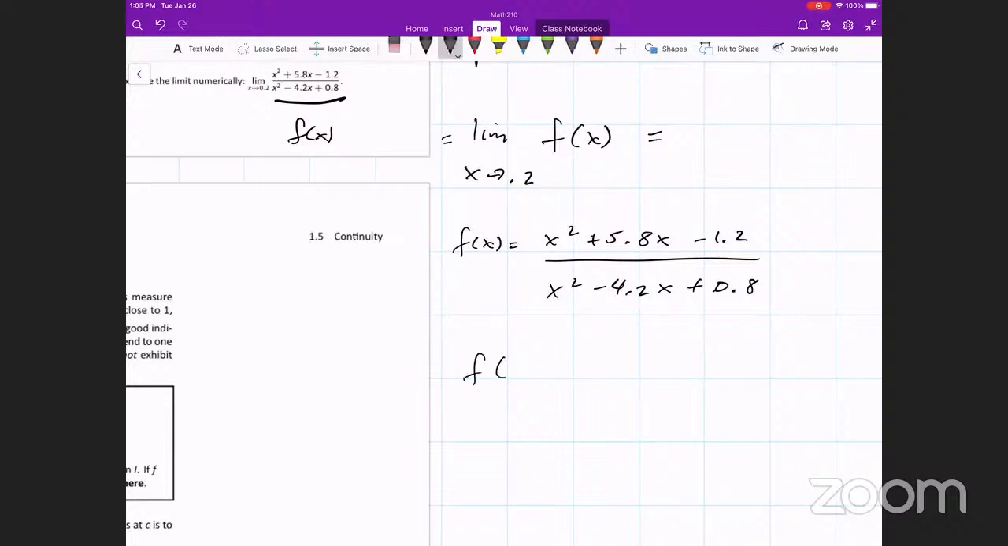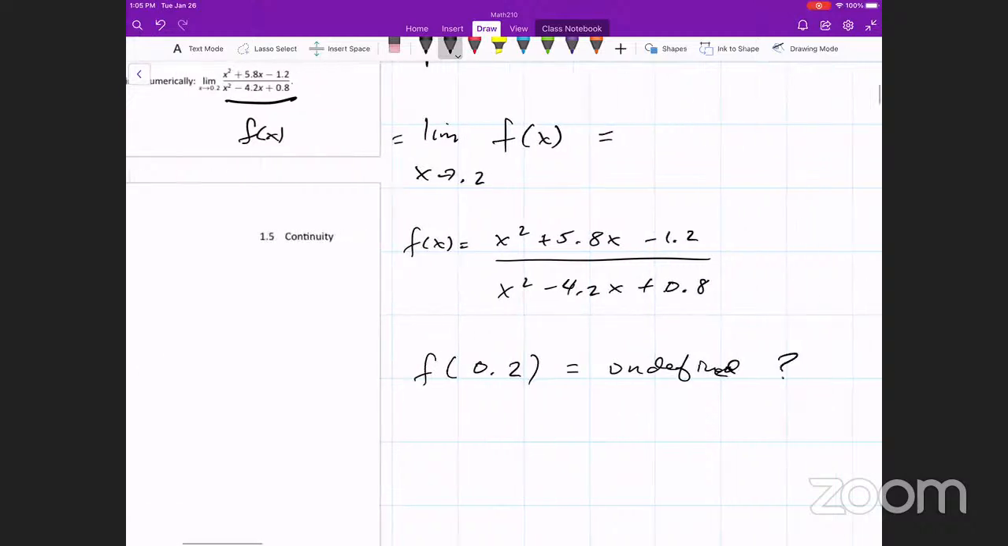And so one way to do it is to just figure out what is f of 0.2? Well, not exactly 0.2, because f of 0.2 is probably undefined. Or else the problem is very easy. I would just figure it out, and then that's the limit. So is it undefined? I don't know. If I stick in the value 0.2, then I'm going to get 0.2 squared is 0.004.